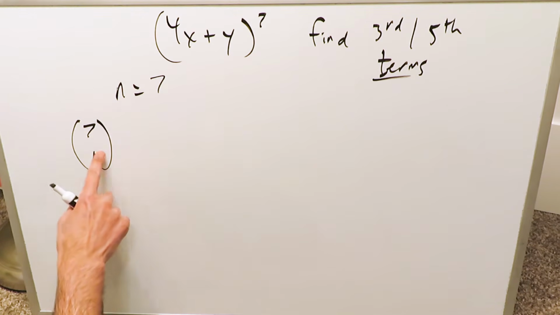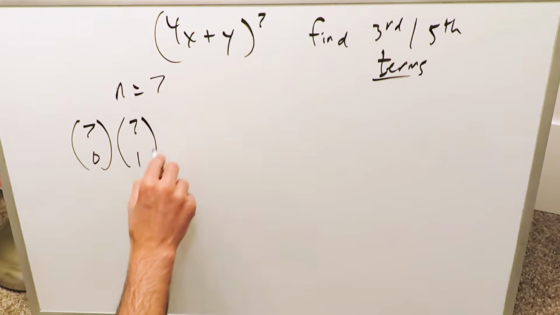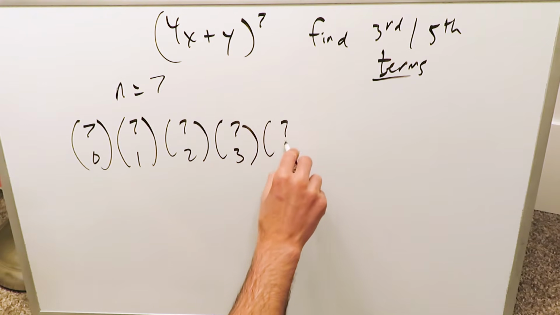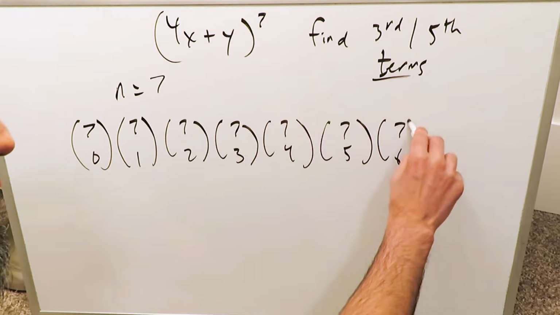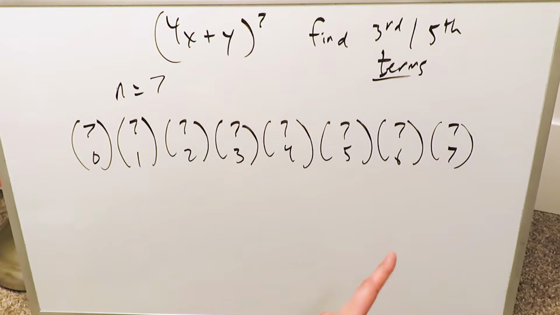Anyhow, I'm starting here with 7, 0. Then what am I going to put? I'm going to put here 7, 1, and then 7, 2, and then 7, 3, and then 7, 4. Why am I doing this? Because it will be apparent to you momentarily. And then we're ending with 7, 7. The minute those two numbers, the upper and the lower, are equal to each other, you're done.